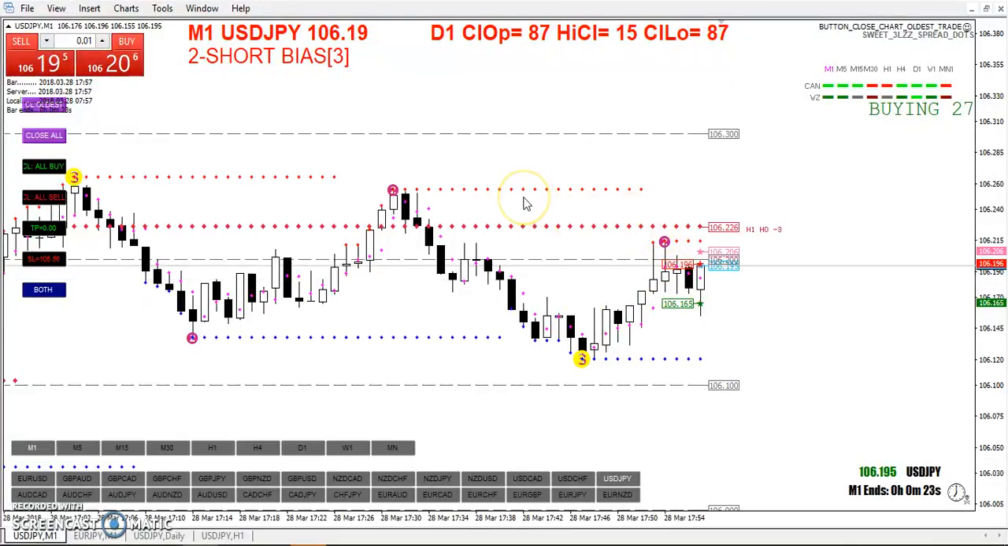Now somebody's going to say, but you know, it could turn around and go the other way. Well, that's just trading, just like right here. It turned around and went the other way. And this is pretty much pure scalping.